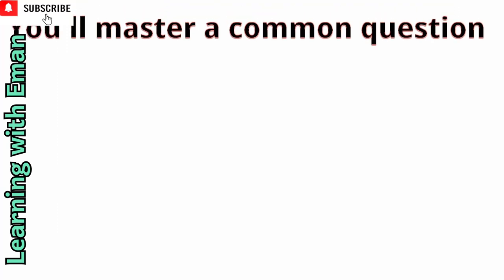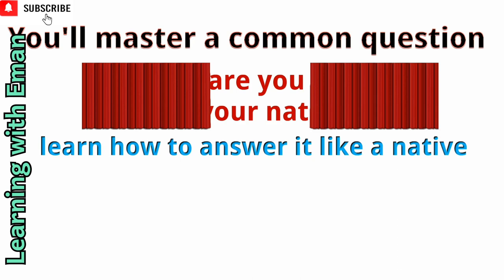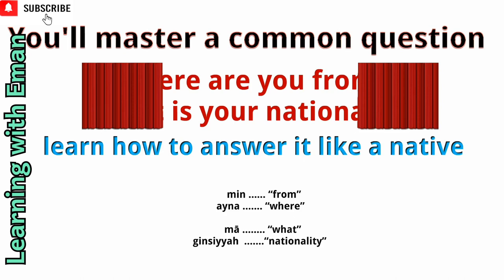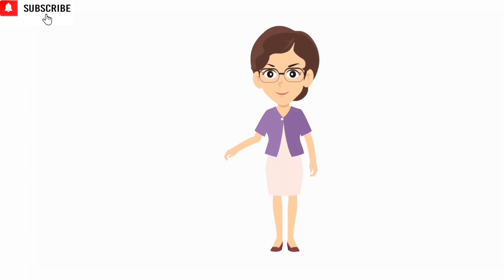In each lesson of this series, you will master a common question for Arabic learners, and then learn how to answer it like a native. You will learn how these key phrases work by breaking them down into each component, then through repetition and new vocabulary, you will expand your understanding of the question, its answers, and any variations. So let's start. Today we will learn how to ask about country and nationality.